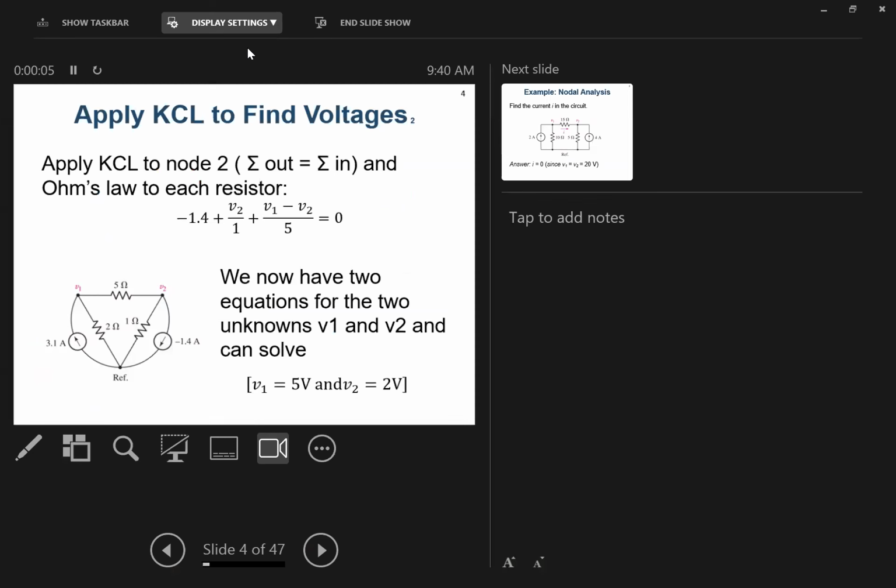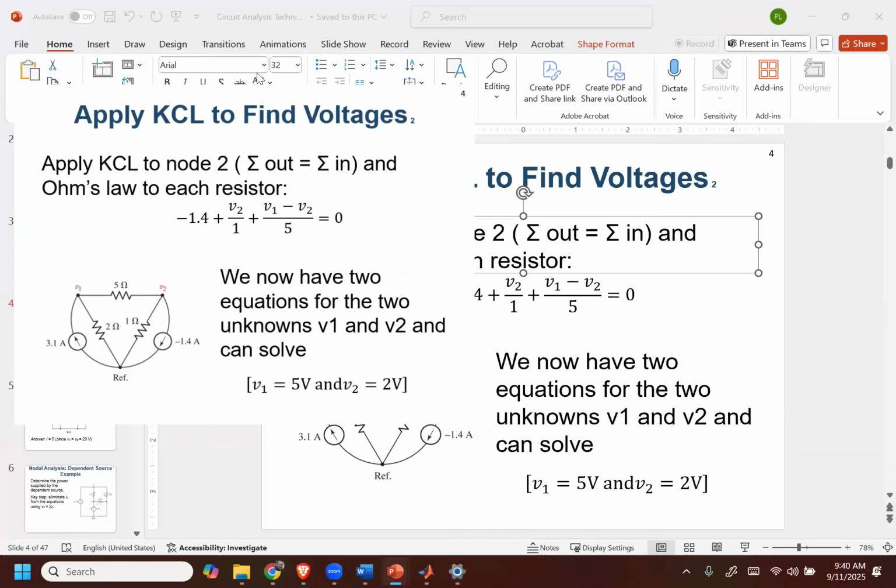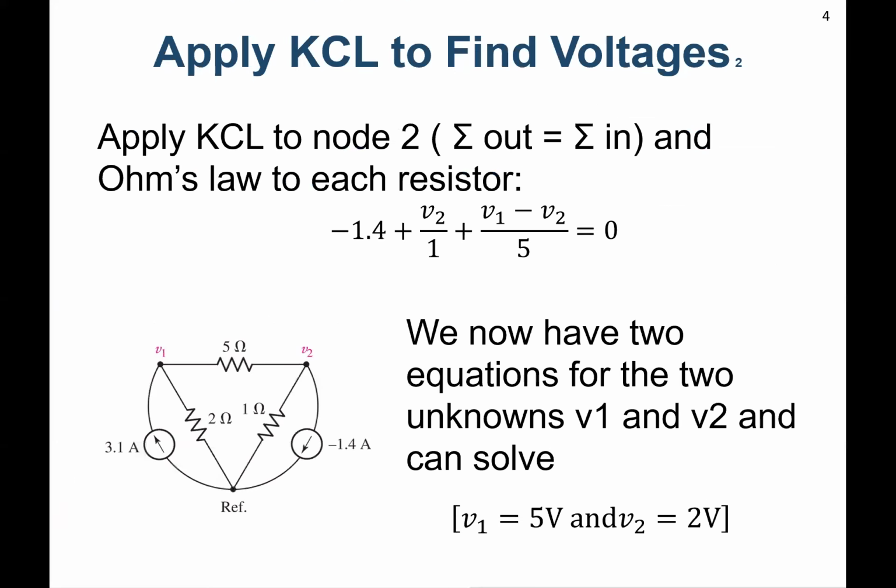And then duplicate. Turn this off. Okay. So my current out of my node, I'll just show those. Negative 1.5, 1.4 plus V2 over 1 plus, now I should have, yeah, so this current right here, this is plus V1 minus V2 over 5, correct? Now, anybody have any heartburn with how I set that up?